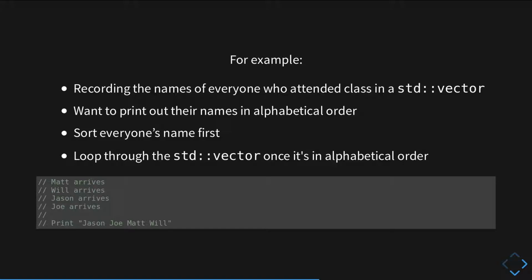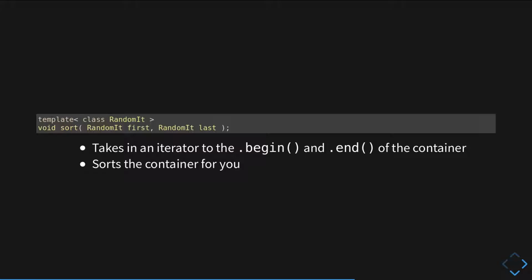For example, let's say we have 4 students. First Matt arrives, and then Will arrives, and then Jason arrives, and then finally Joe arrives. And this is all in the std::vector. We want to print everyone's names, but in alphabetical order, meaning Jason, Joe, Matt, and then Will. The standard library gives us a really useful function, std::sort, that sorts a container for you using iterators to the container. std::sort takes an iterator to the beginning and end of the container, and then sorts the container for you, no matter if it's a std::vector, std::array, or any other container which has iterators.